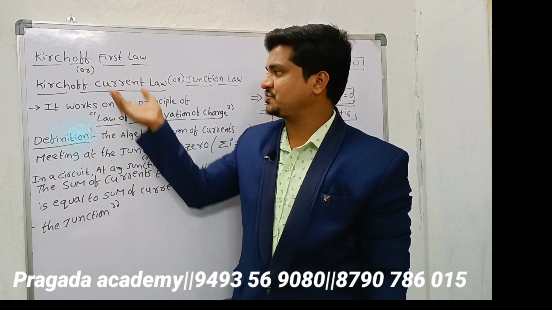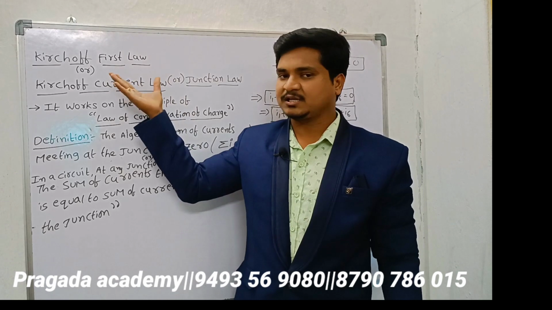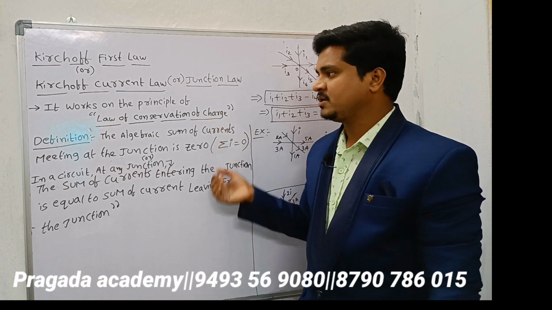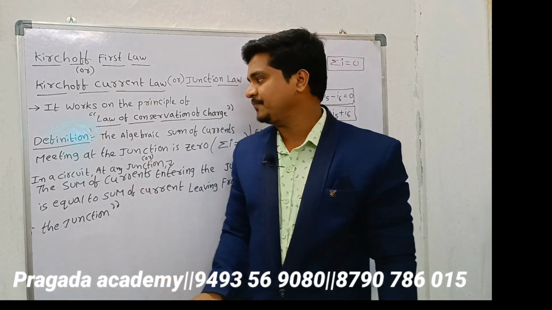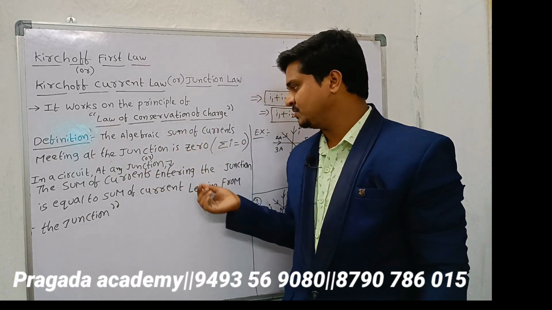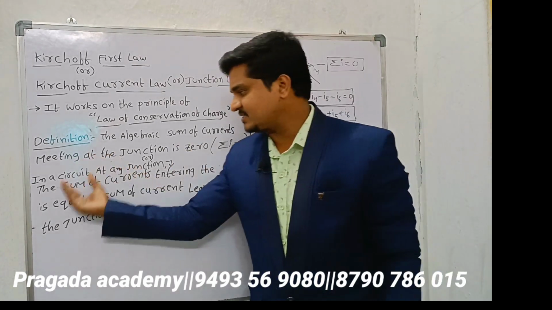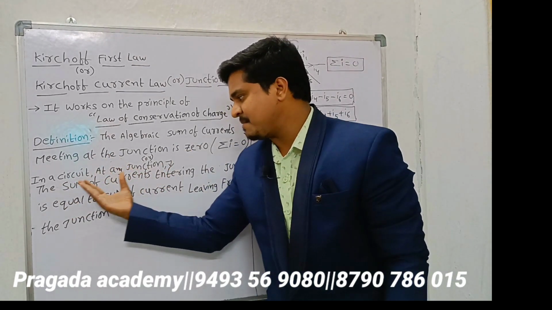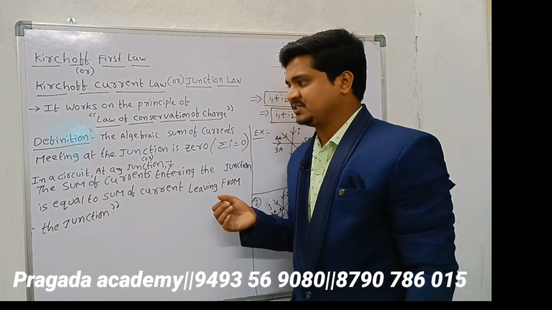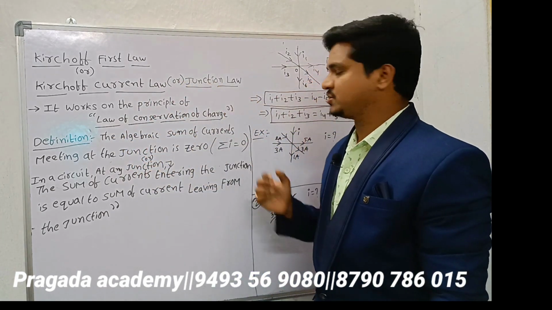Coming to Kirchhoff first law, it works on the principle of law of conservation of charge. The definition of Kirchhoff first law: the algebraic sum of currents meeting at the junction is 0. The symbol is sigma I equal to 0. Or, in a circuit at any junction, the sum of currents entering the junction is equal to the sum of currents leaving from the junction. This is the Kirchhoff first law, or Kirchhoff current law, or junction rule.